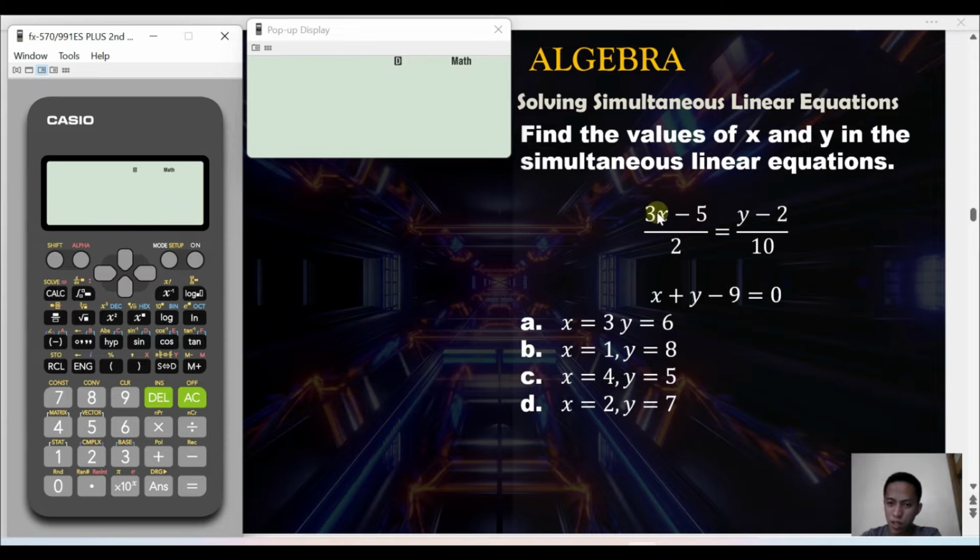So, kasi itong 3x minus 5 all over 2 is equal to y minus 2 all over 10 is not actually in the standard form na ax plus by is equal to c. So, mag-solve pa tayo if you are going to use your calculator technique. Okay? So, pwede natin gawin guys, eto.